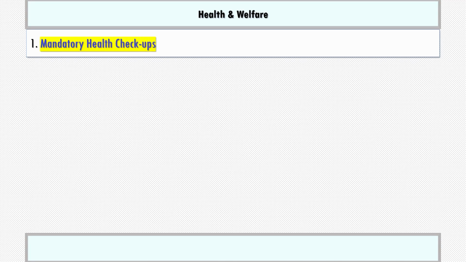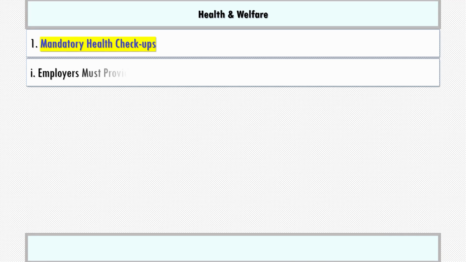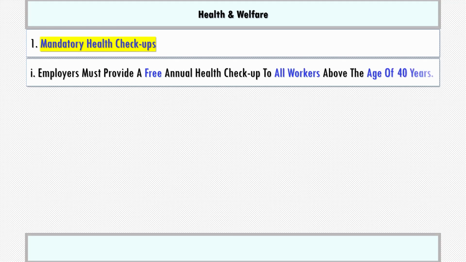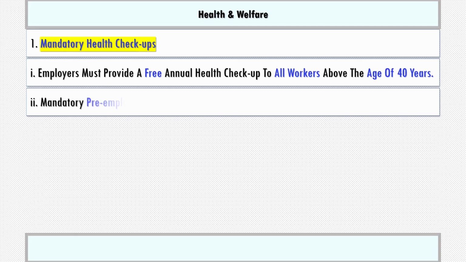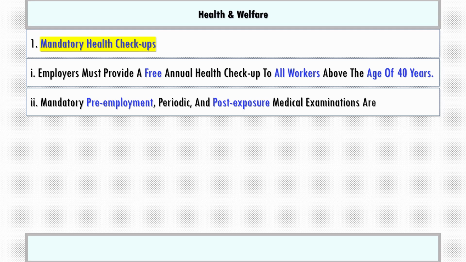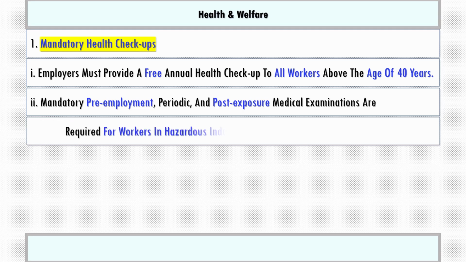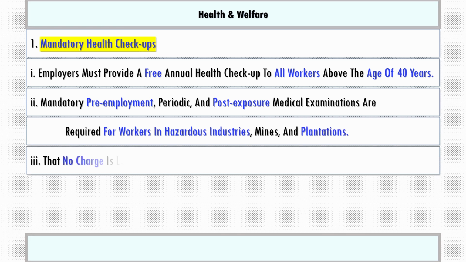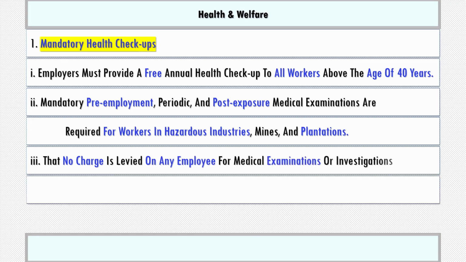Five sets of health and welfare measures to be taken by the employer. First set, mandatory health checkup. Employers must provide a free annual health checkup to all workers aged above 40 years. Mandatory pre-employment, periodic and post-exposure medical examinations required for workers in hazardous industries, mines and plantations. That no charge is levied on any employee for medical examinations or investigations intended to detect occupational diseases.